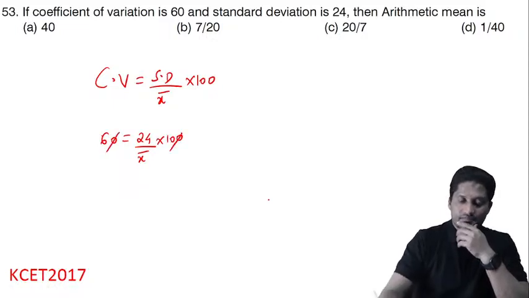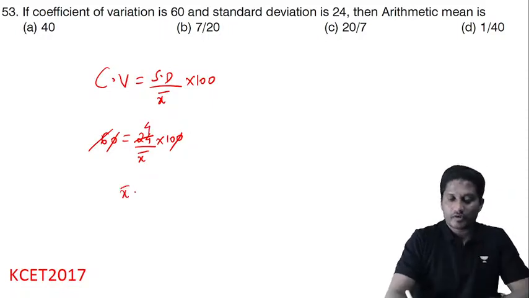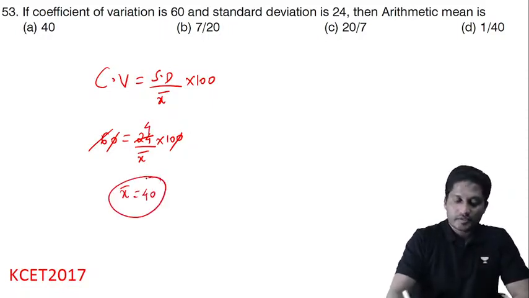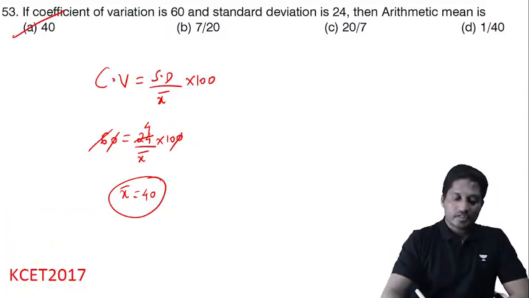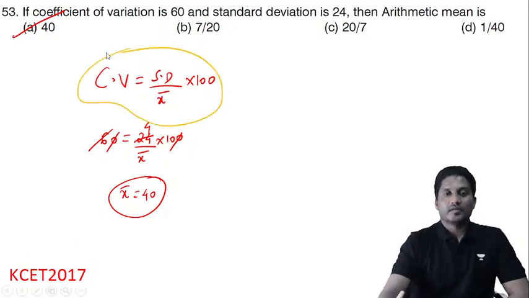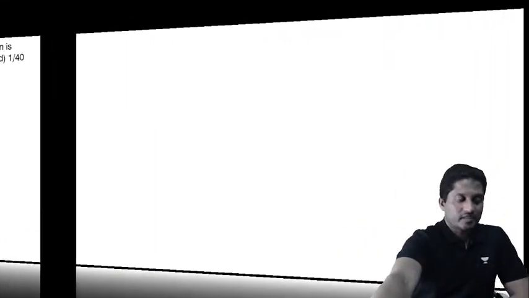The 100 will cancel. 6 into 4 is 24. Mean should be equal to 40. First option only. Right, so remember the formula, guys. Coefficient of variation is equal to standard deviation by mean into 100. Okay, let's move to the next question.